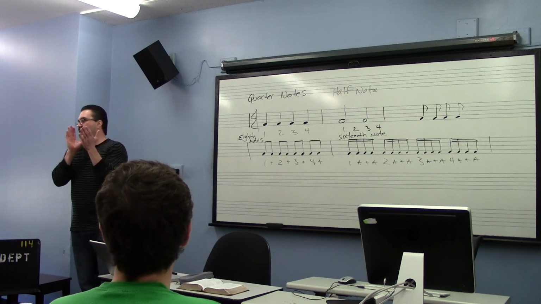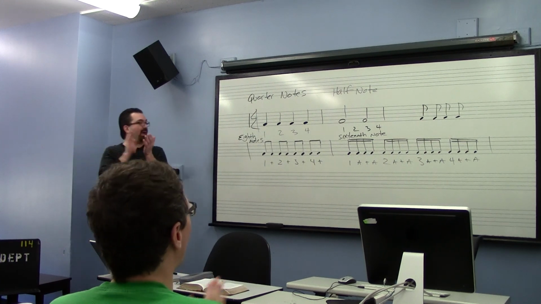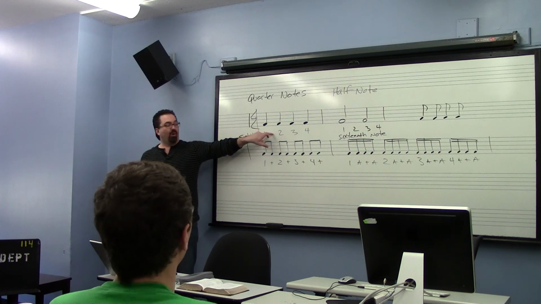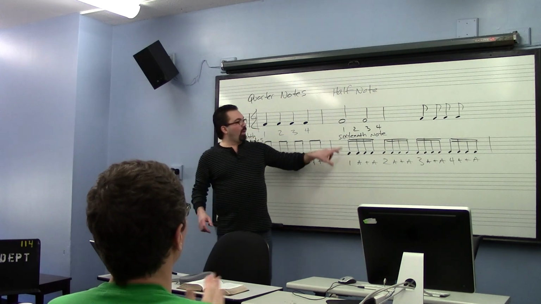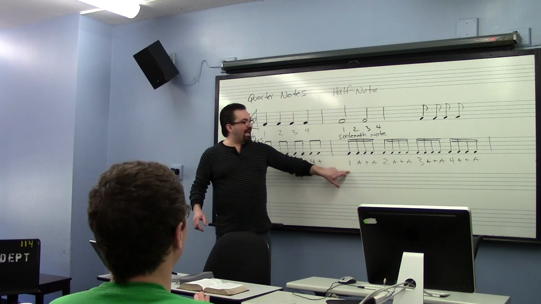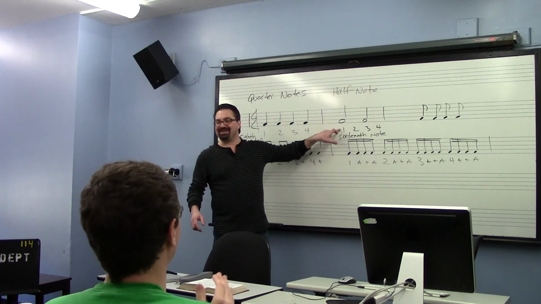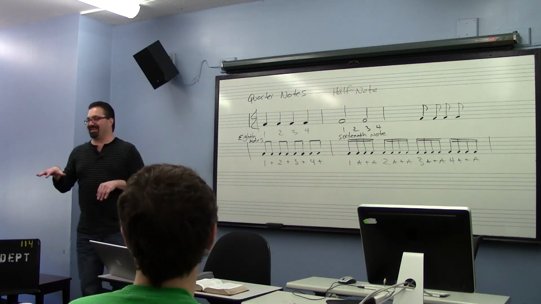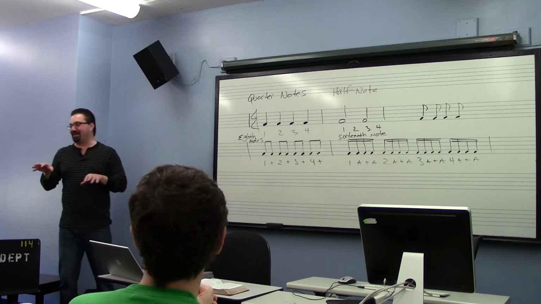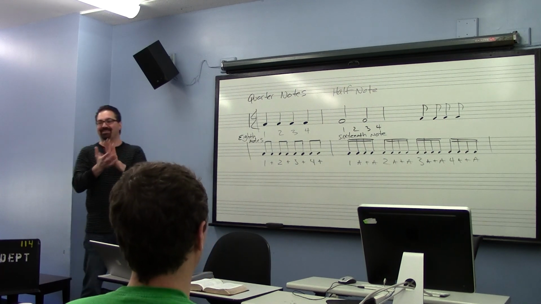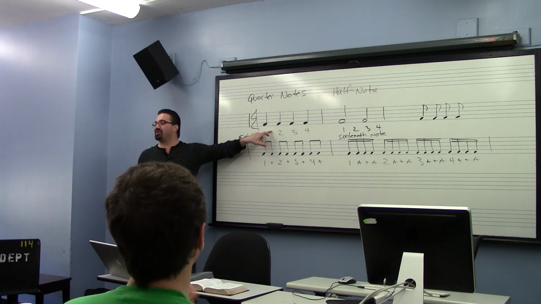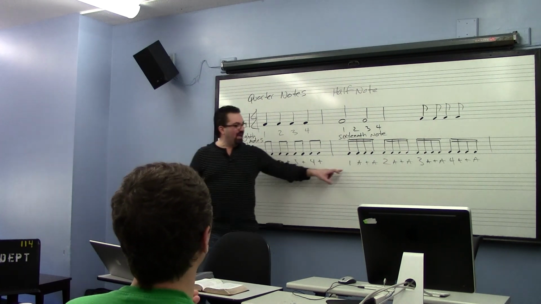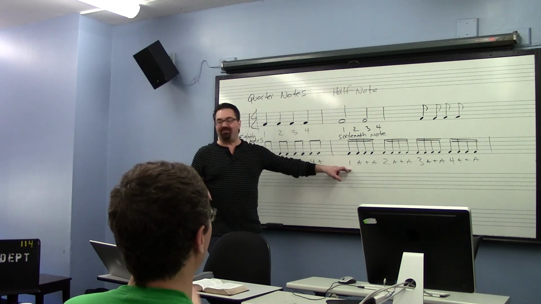1 e and a, 2 e and a, 3 e and a, 4 e and a. 1 and 2 and 3 and 4 and. 1, 2, 3, 4. That's why we start slow. All right, let's take it a little bit slow. 1 e and a, 2 e and a, 3 e and a, 4 e and a.